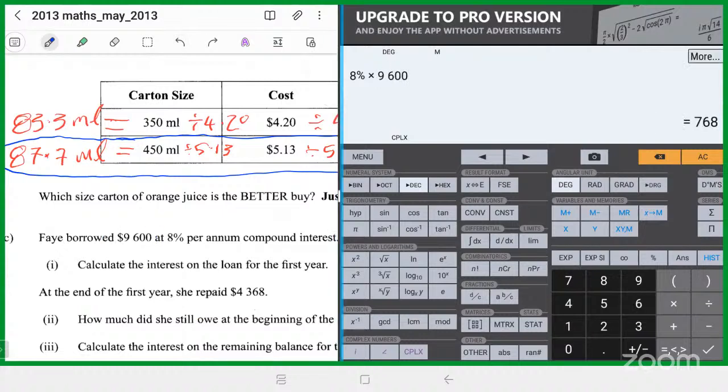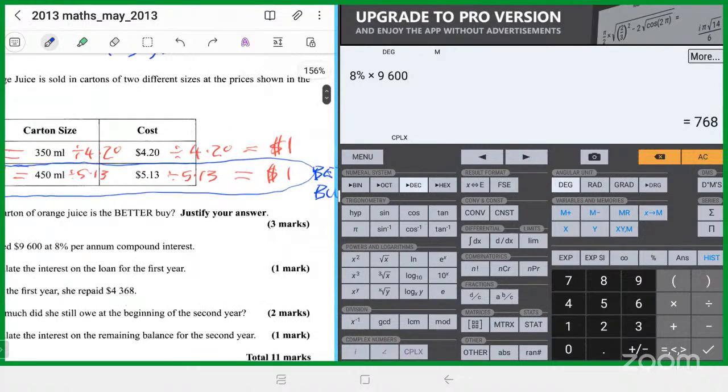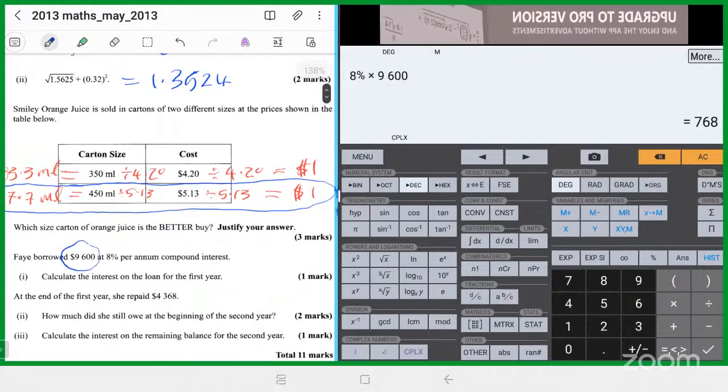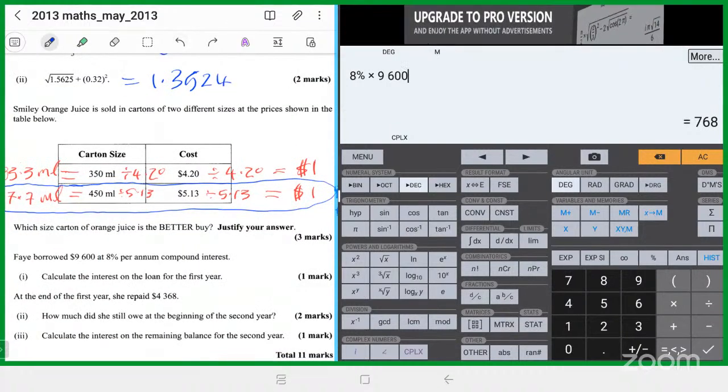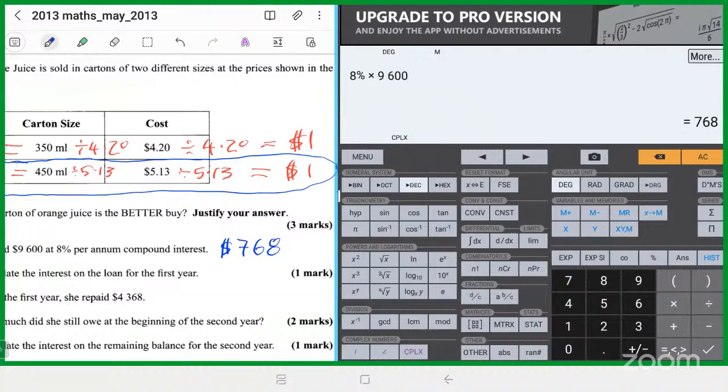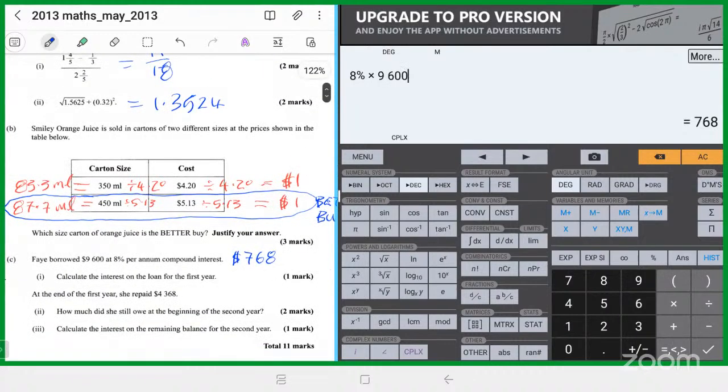9600. I will get that is $768. So that is the interest accrued. That amount is being added to this principal amount to form the new amount. All right. So the interest amount right here would be $768. That is the interest that accrues. All right.